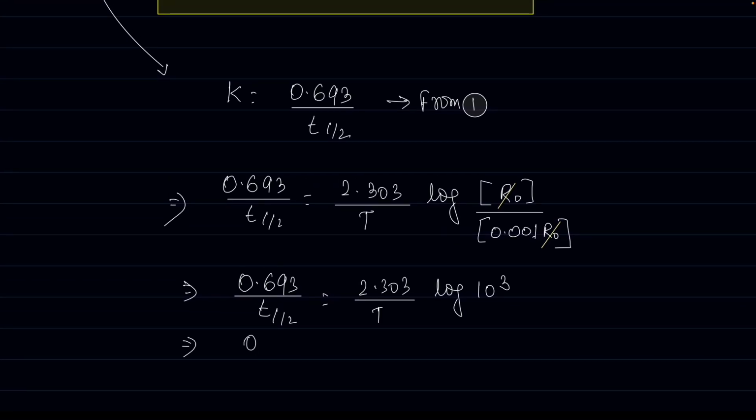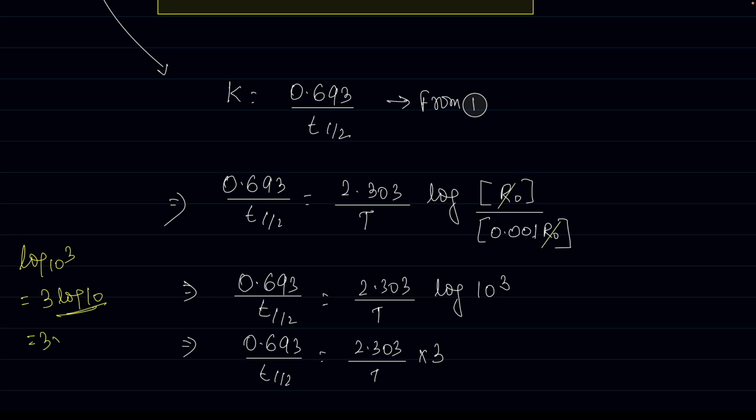Further, 0.693 divided by T1/2 is equal to 2.303 divided by T into 3. We need to know that log 10 to the power 3 is equal to 3 log 10, and log 10 is equal to 1. So it is equal to 3.